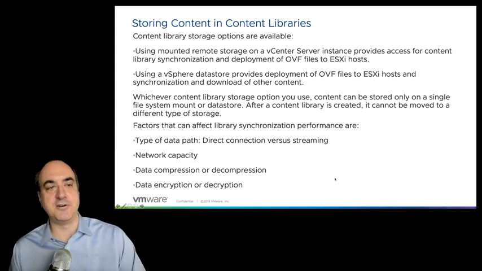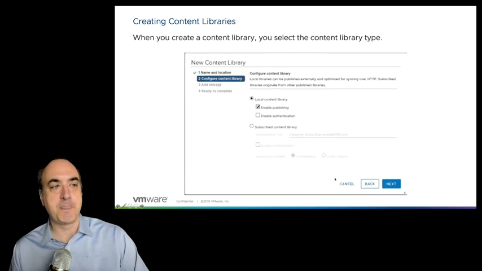So several factors can impact your overall performance here. The type of data path, whether you have a direct connection or streaming. And of course, if it's a streaming mechanism, you'll be selecting the published library that's been optimized for streaming purposes. Your network capacity, of course, data compression or decompression can impact this, and also whether or not there's encryption involved because of the overhead involved with that.